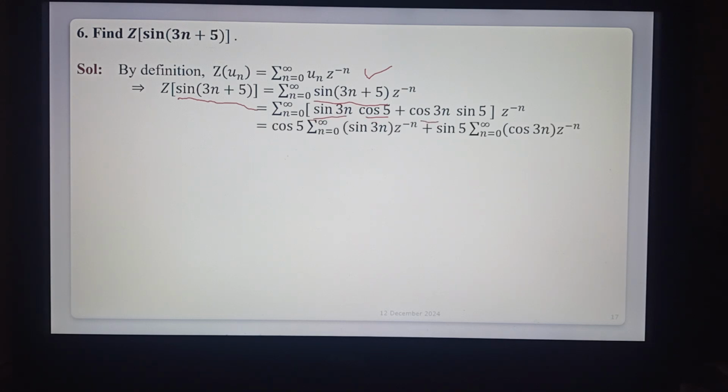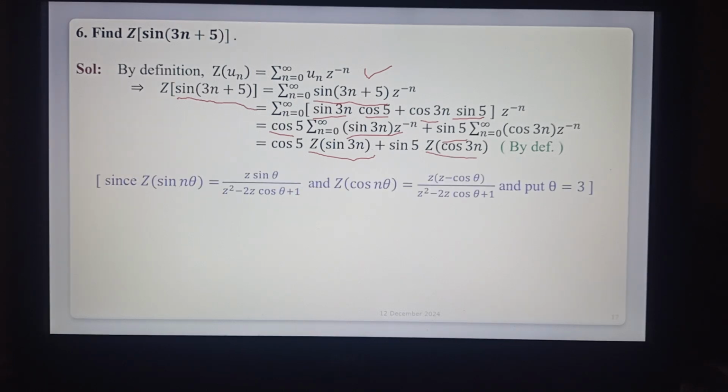Now separating the summation, cos 5 is a constant here: cos 5 summation n is equal to 0 to infinite sin 3n into z power minus n. Next, sin 5 is a common constant: summation n is equal to 0 to infinite cos 3n into z power minus n. So again, which form is this? Here un is sin 3n, so it is the z transform of sin 3n, and similarly the z transform of cos 3n.